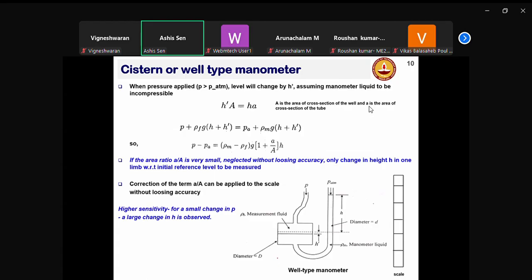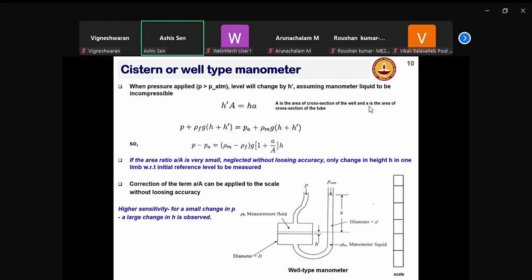Now, this is a modification of U-tube manometer, which is called well-type manometer. So what is the benefit of well-type manometer? The benefit is that we need not really look at the level on the left. We can just read the level on the right, the height in the right. We need not worry about the level in the left.